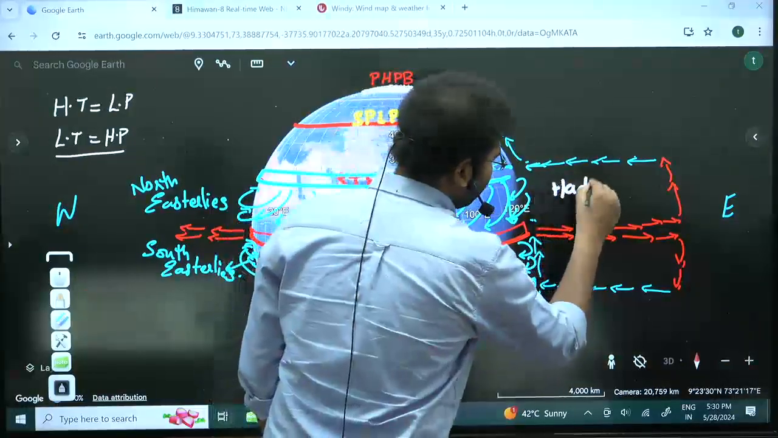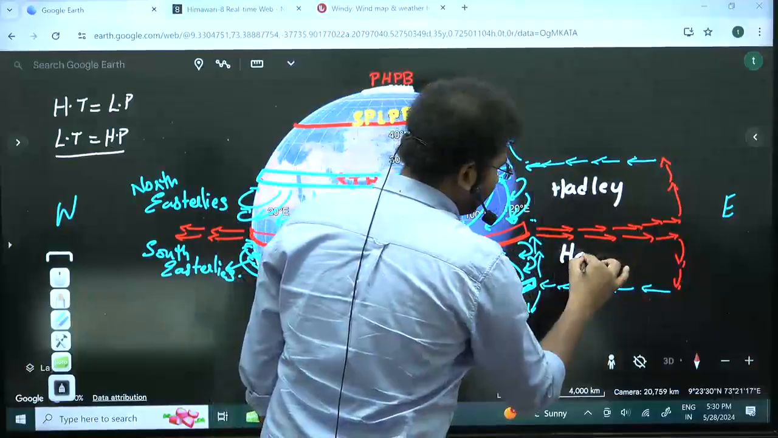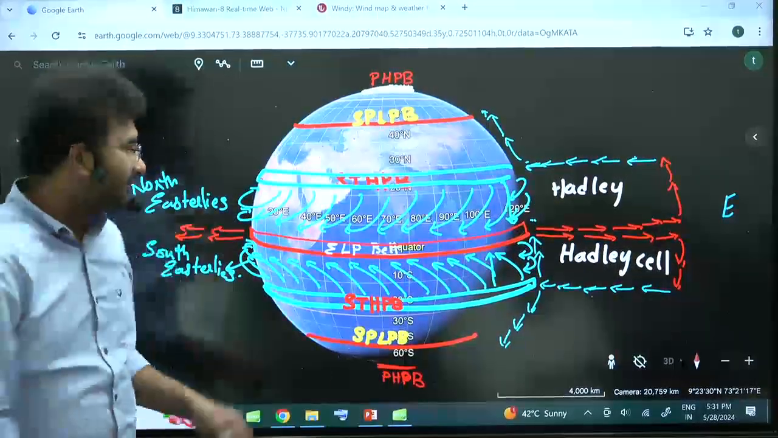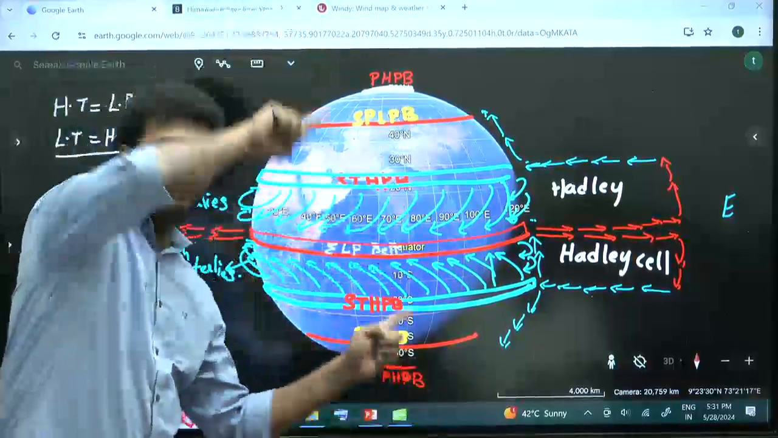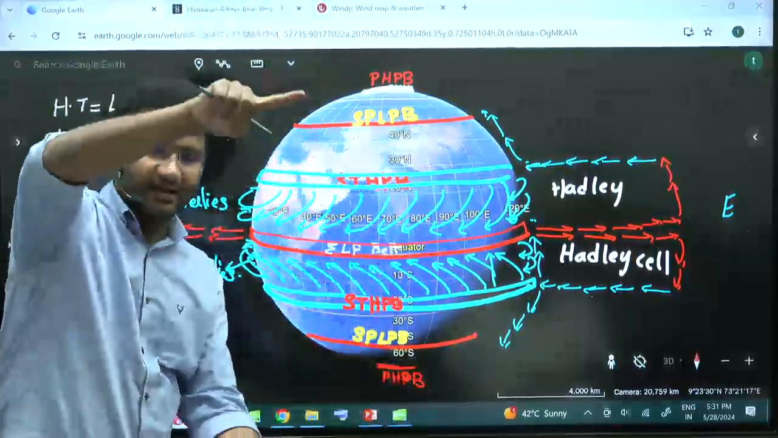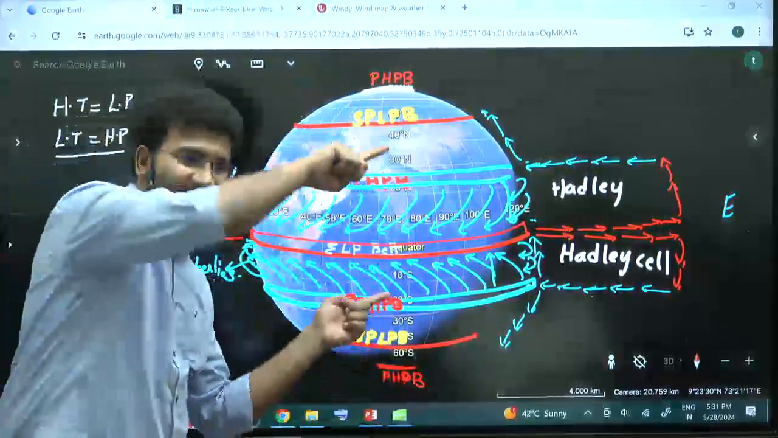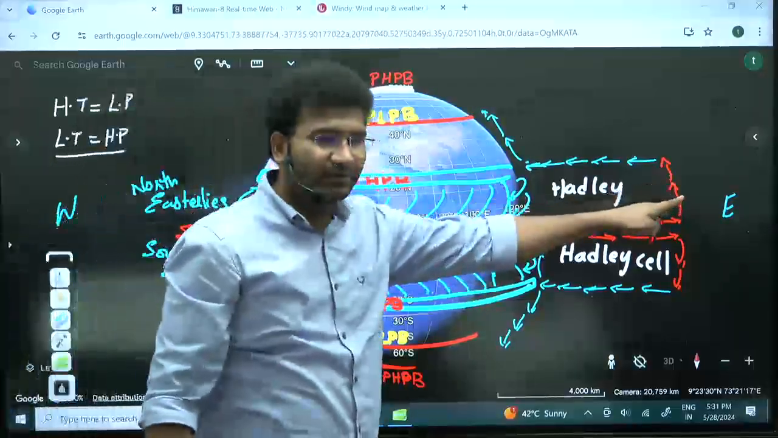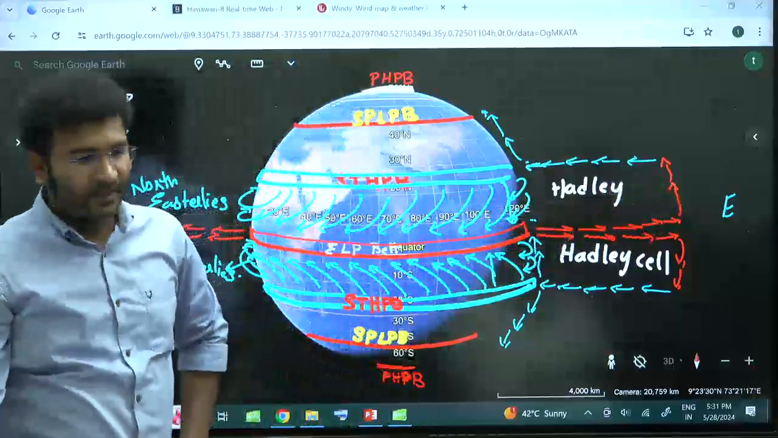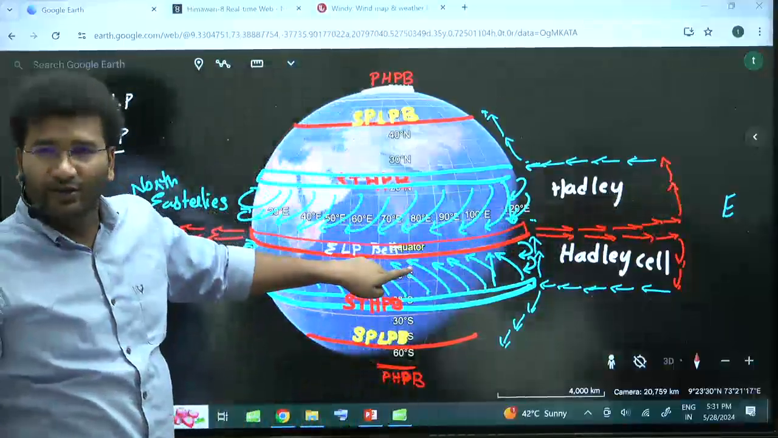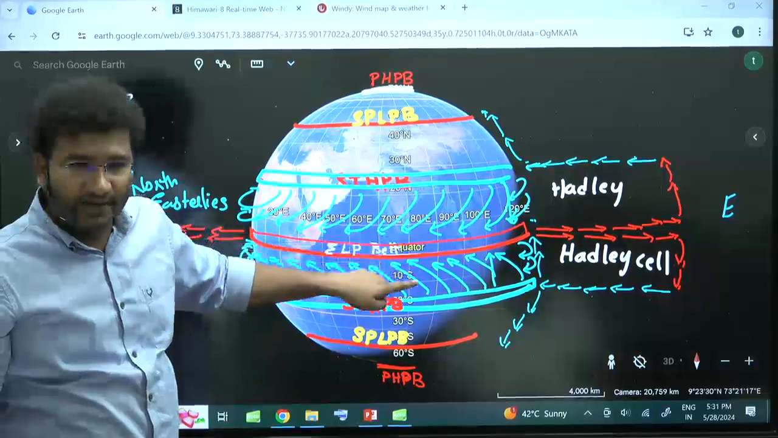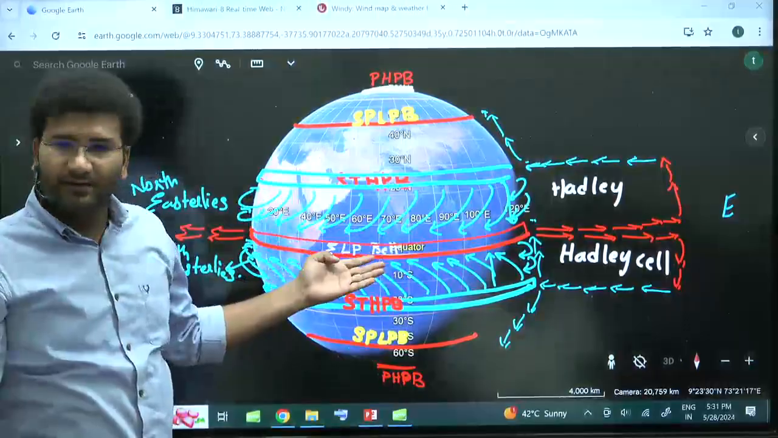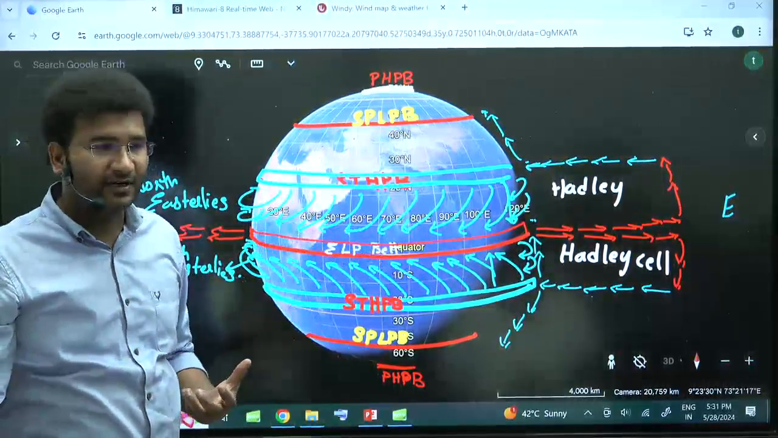Hadley is the one who identified it. That's why it is called the Hadley cell. Right? That means the winds are rising, and then they rise 18 odd kilometers, they sink and then come back. So these are surface winds, and these are upper atmospheric winds. Right? And the region where the equatorial low pressure belt is present, we call it the doldrums. Okay, here it is so hot, there's too much heat that is present.